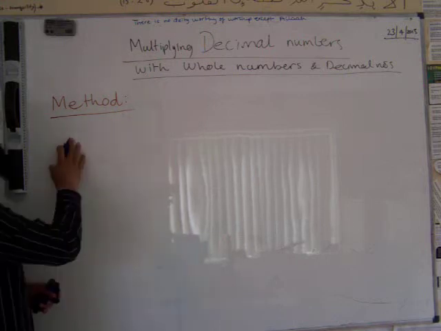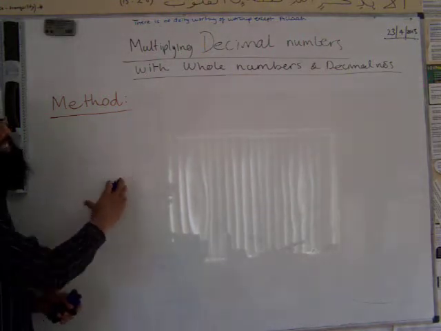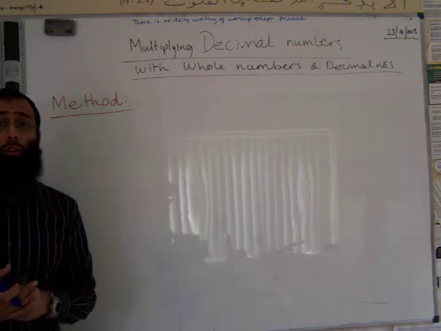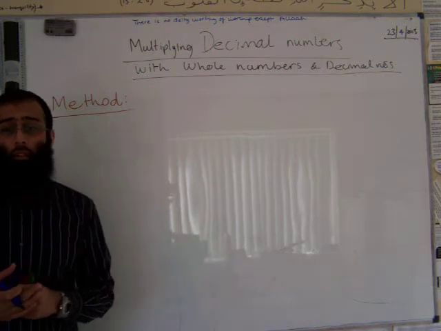Now, the method for multiplying decimal numbers with whole numbers and decimal numbers requires us to first of all count the total number of decimal places.